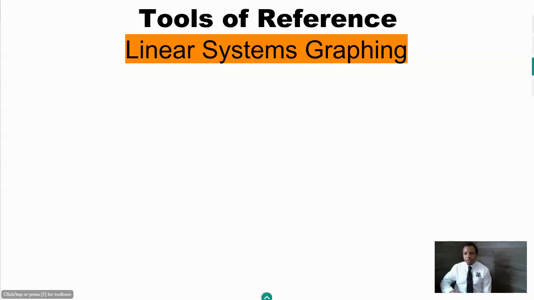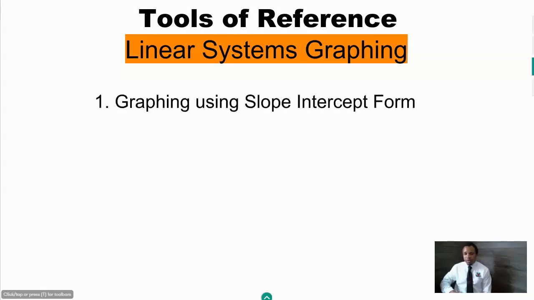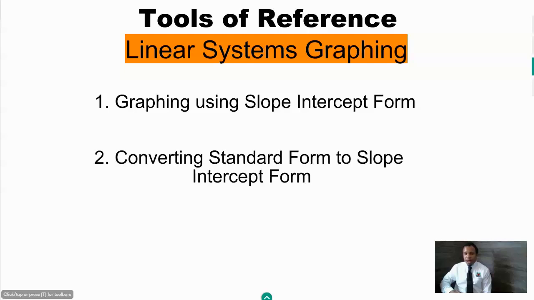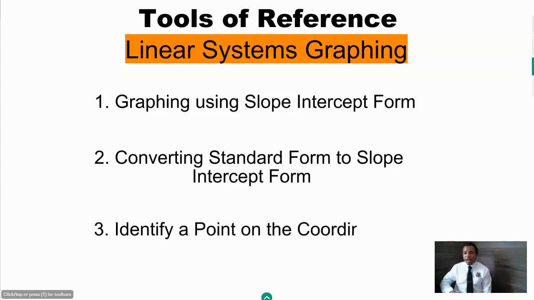Some important tools of reference you'll need while solving linear systems using the graphing method are understanding how to graph a linear function in slope-intercept form, how to convert a linear function from standard to slope-intercept form, and how to identify a single point on the coordinate plane. If you understand these 3 things, then you can solve a system using the graphing method.